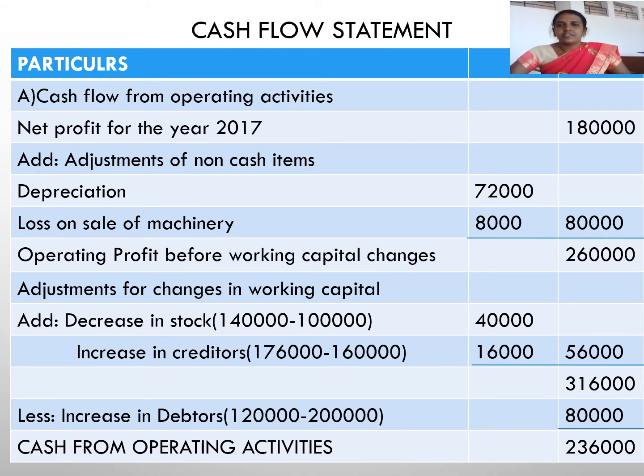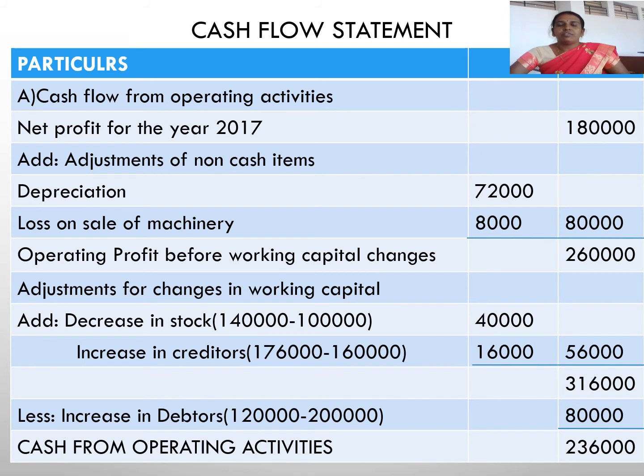Dear students, let us prepare the cash flow statement. To prepare a cash flow statement, you have to make three columns. The first one is for particulars, the next one is the adjustment, and the third one is the amount. As you know, the total activities of the organization are classified into three categories. The first one is cash flow from operating activities, the next one is cash flow from investing activity, and the last one is cash flow from financing activity.